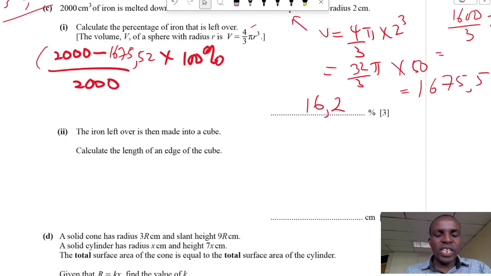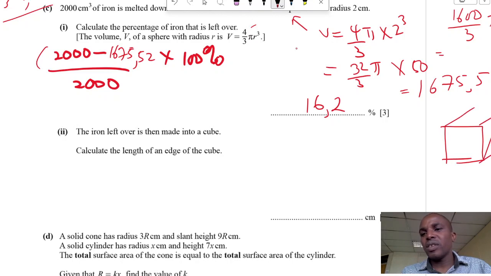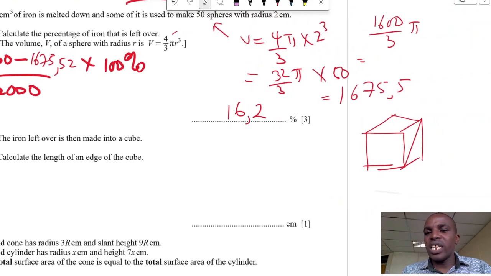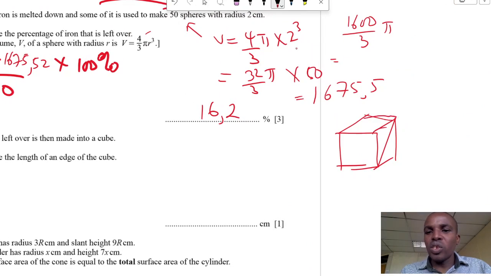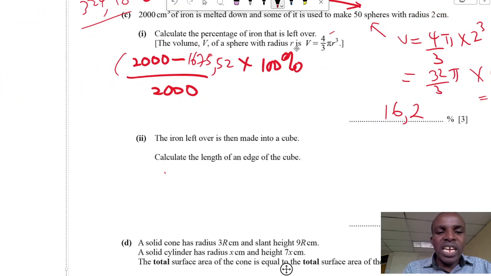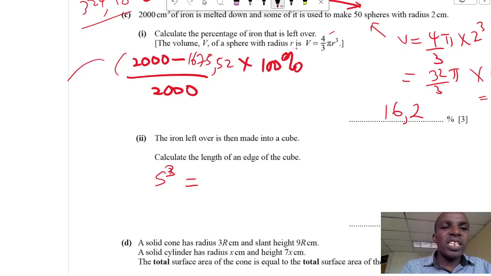Calculate the length of the edge of the cube. Cube, all the sides are equal, they are the same. That's a cube. So this side, this side, and this side are equal. So the volume of a cube is side times side times side, which is side to the power 3, side cubed. So here you can say side cubed is equal to the volume left over. Left over is what? Is this one, 324.48. That's 2000 minus the one used to make 50 spheres.